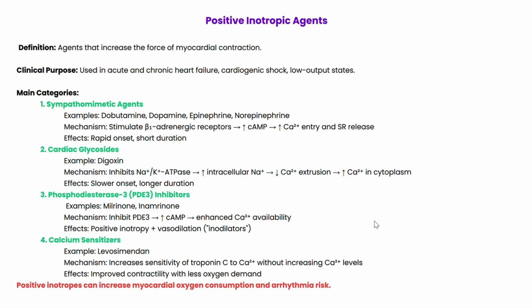While positive inotropes are powerful, they must be used carefully. They can increase the heart's oxygen consumption and in some cases may trigger arrhythmias, especially with prolonged use or in patients with ischemic heart disease.